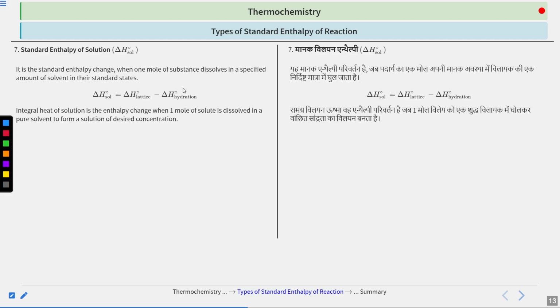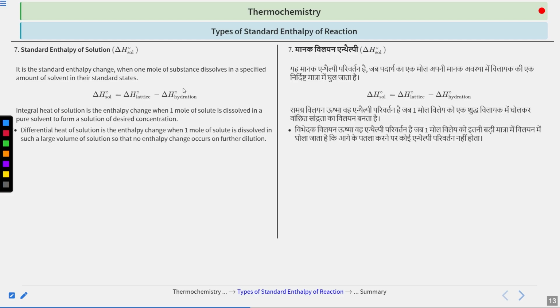Further, what is integral heat of solution? When 1 mole of a substance is dissolved in a pure solvent, then we call it the integral heat of solution. Clear? Next we have differential heat of solution, which is when we are dissolving the solute into a large amount of solvent, such that further addition of the solute does not change the enthalpy of reaction.